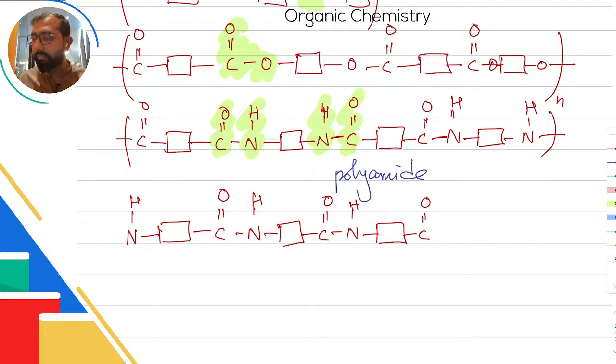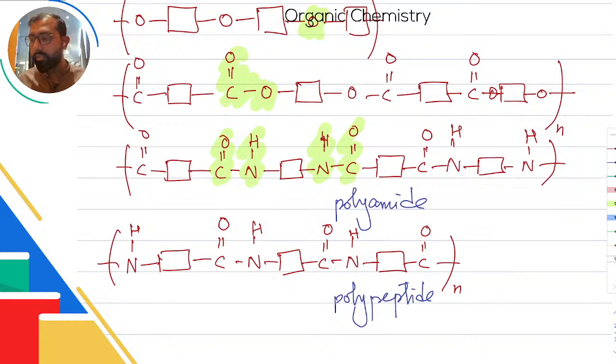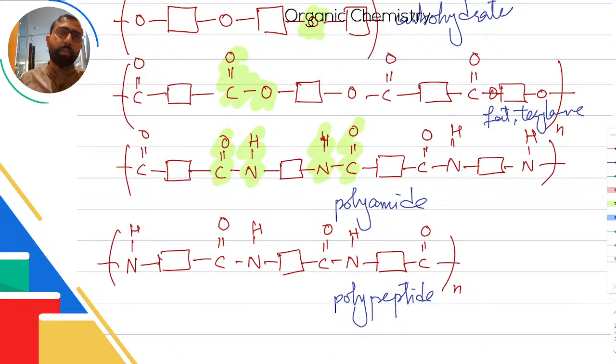But if I ask you, what is similar in all of them? Sorry, this is polypeptide. In all these four, this was carbohydrate, that was fat or tetralene. In all of them, there is one thing that's common, and that is these brackets, the idea that this thing continues. And anything that continues to grow like that is a polymer, even if there's no linkage present. Okay? Even if there is no linkage present, it would be a polymer.